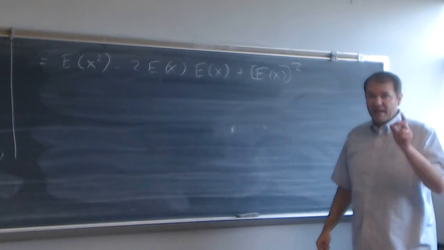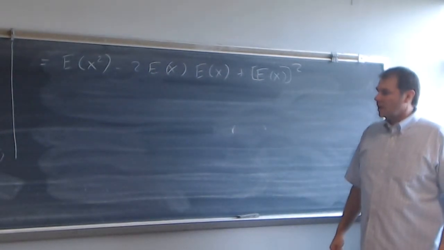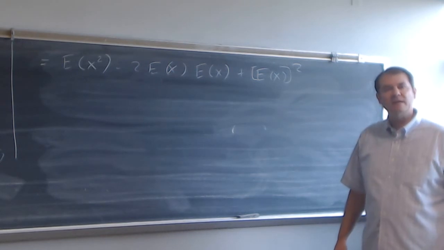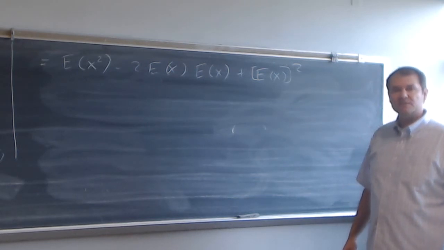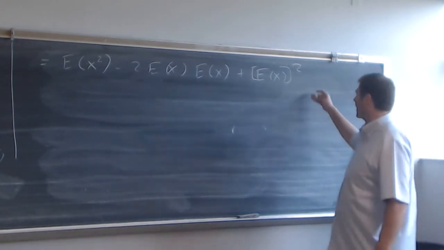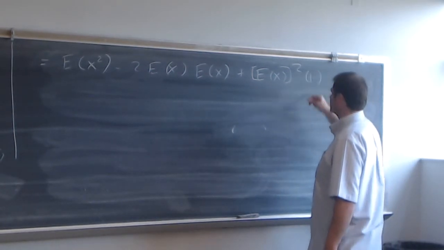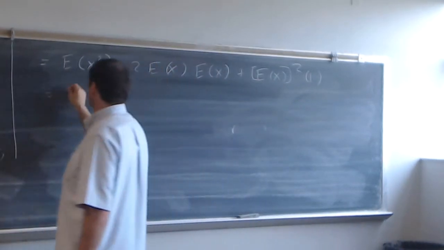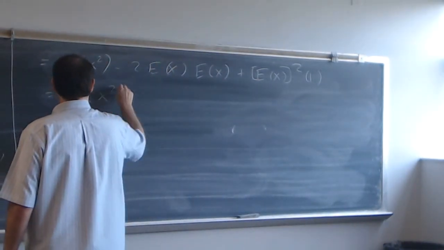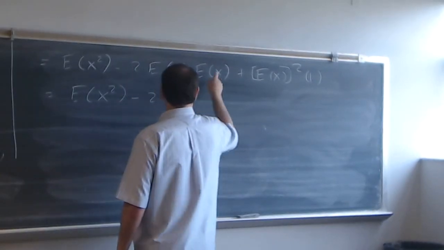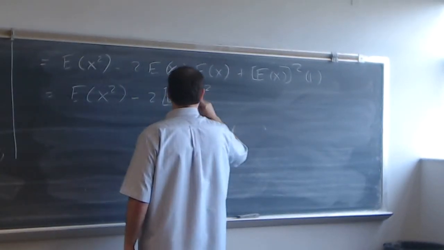And then there's the sum of the probability mass function values. But we know as a fact that the sum of the probability mass function values over all x values is 1, so it's just times 1 here. So this ends up being the expected value of x squared minus 2 times the expected value of x times the expected value of x, which is the expected value of x, quantity squared.